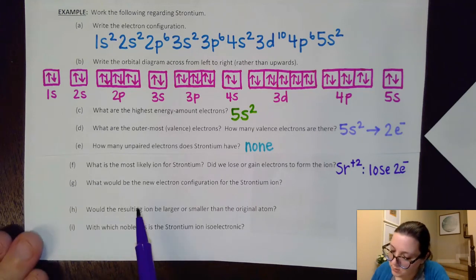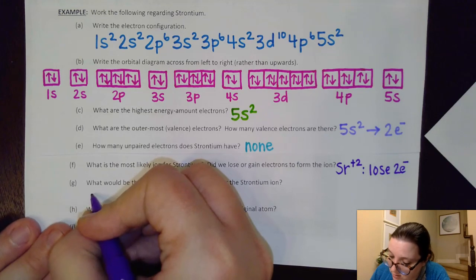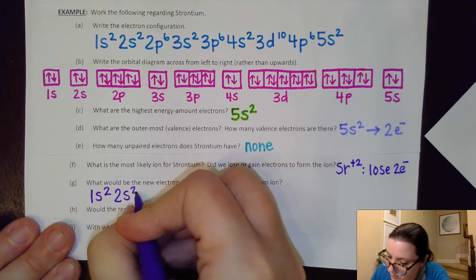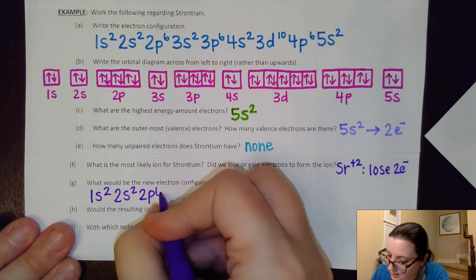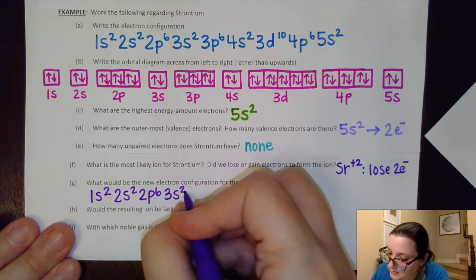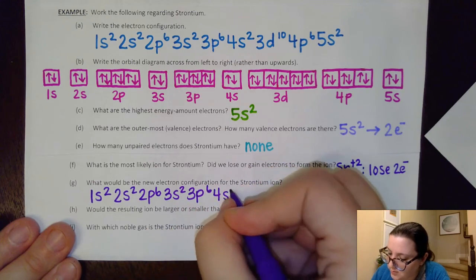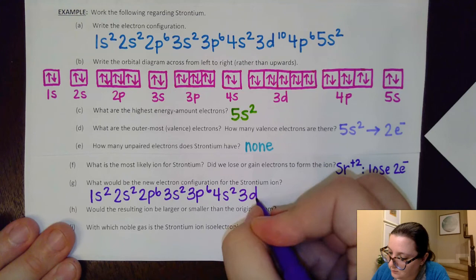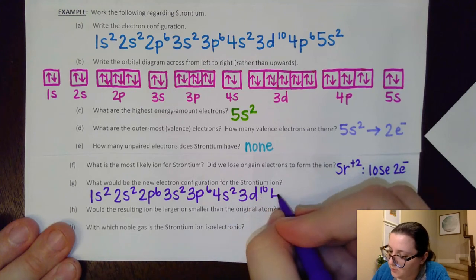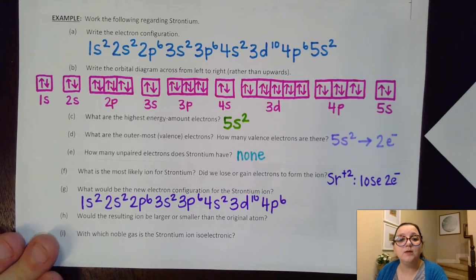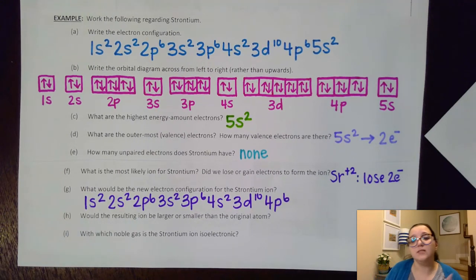So what I'm going to do here is I'm going to rewrite my electron configuration. 1s2, 2s2, 2p6, 3s2, 3p6, 4s2, 3d10, 4p6, but I'm going to stop there. I'm not going to write that 5s2 because again, those are the electrons that I would lose in order to become the ion.